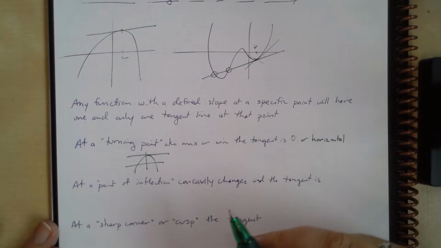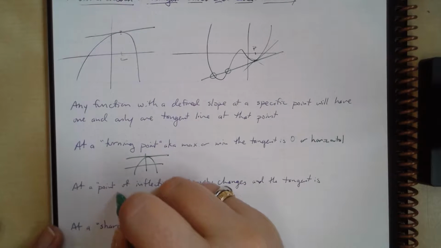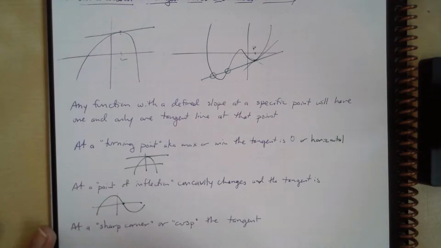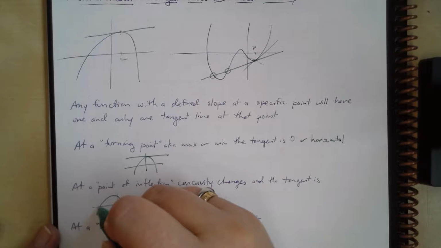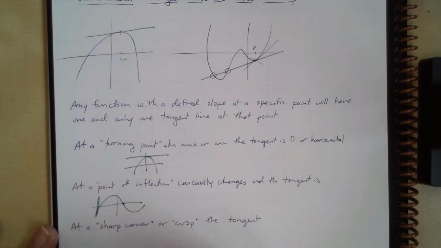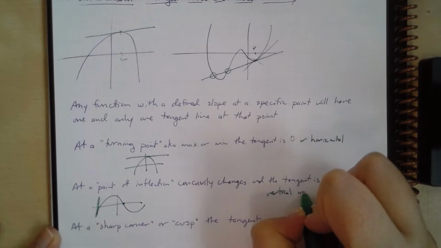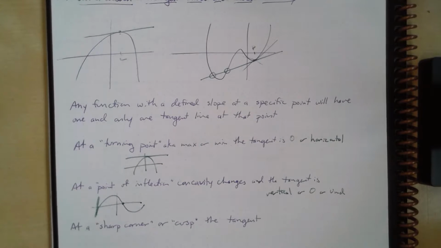If we have a point of inflection, where concavity changes, so if we had something that looks kind of like this, we have a point of inflection right here. Well, the tangent line right there, and this is so hard to draw, maybe here would be a little bit better, would be vertical, which means it would have an undefined slope, right?